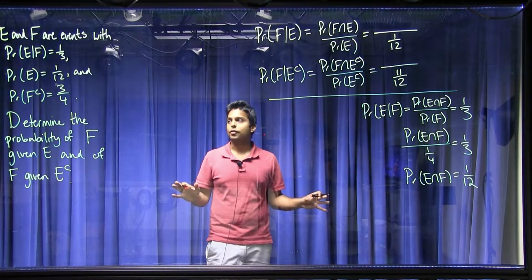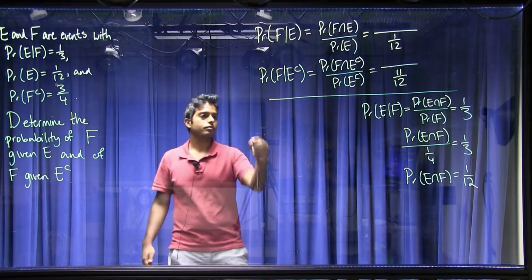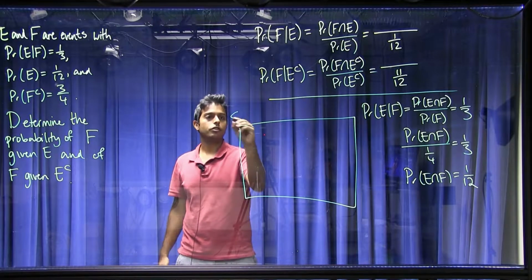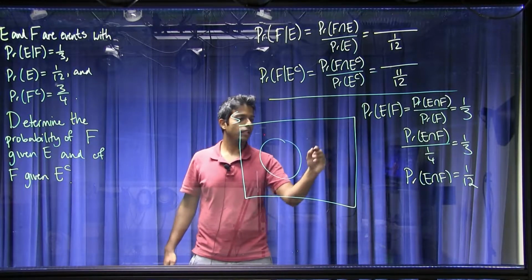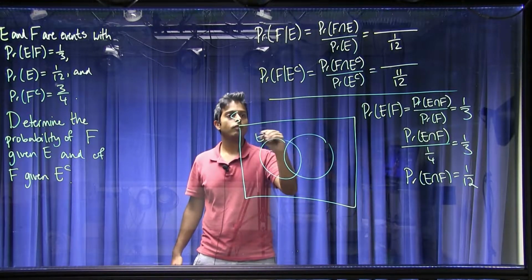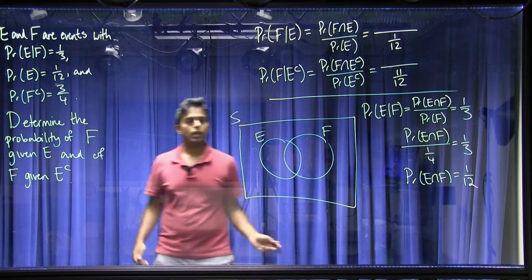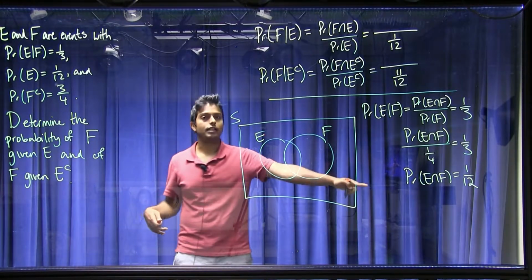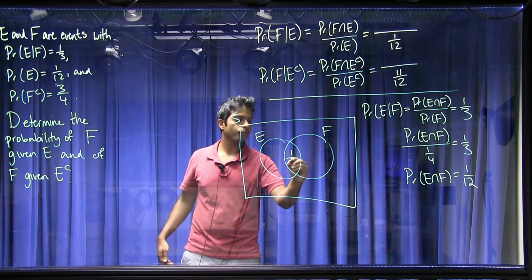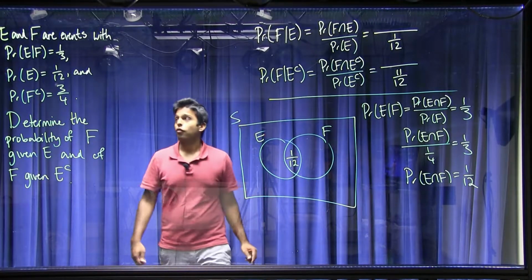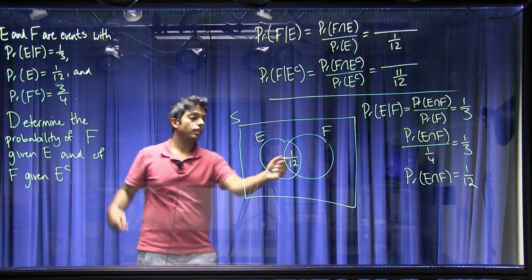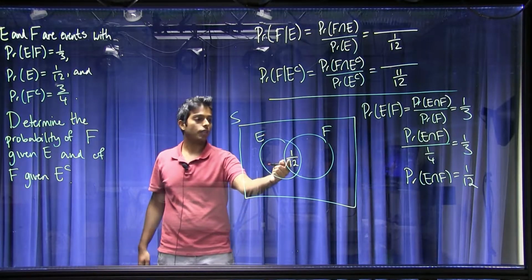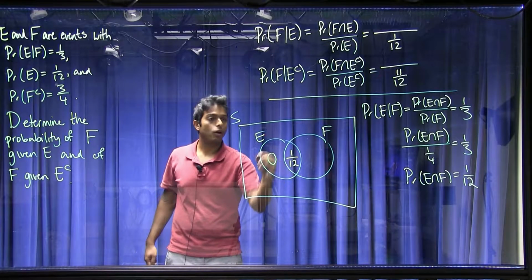And now we have enough information to make a Venn diagram. Alright, so here's our sample space. We have E and we have F. And we can start filling this from the inside out. So we know that the probability of E intersect F is 1/12. Further, we know that the probability of E, the entire circle that represents the set E, is 1/12. And all of it's right there, so that means the probability of this part is 0.